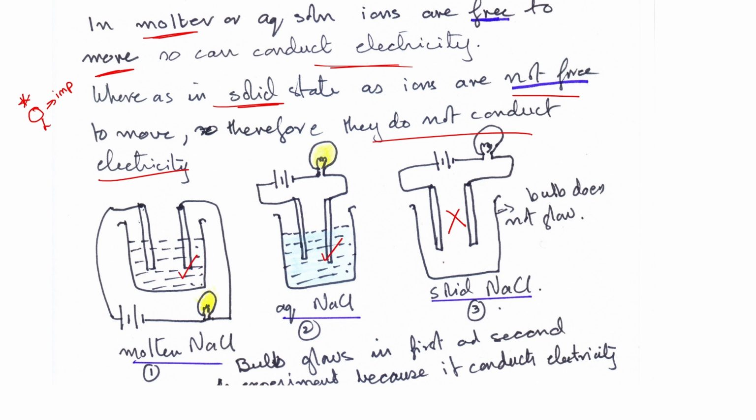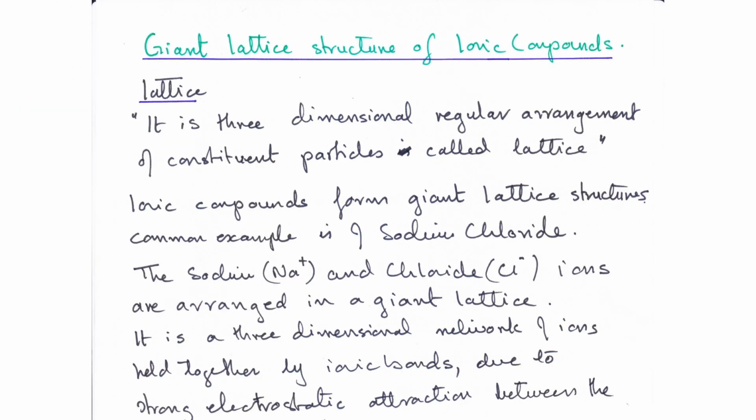Now, we come to the giant lattice structures of ionic compounds. We have studied the formation of ionic compounds and the properties of ionic compounds. Now we are going to study the structure of ionic compounds. Ionic compounds form giant lattice structures. What is a lattice? It is a three-dimensional regular arrangement of constituent particles. The constituent particles, in this case, are ions.